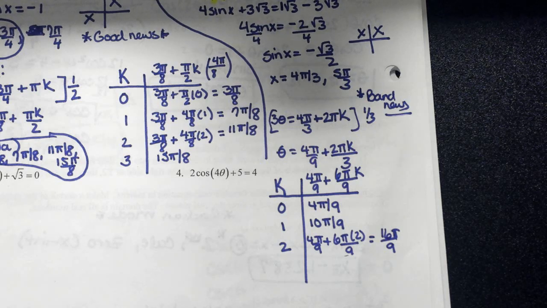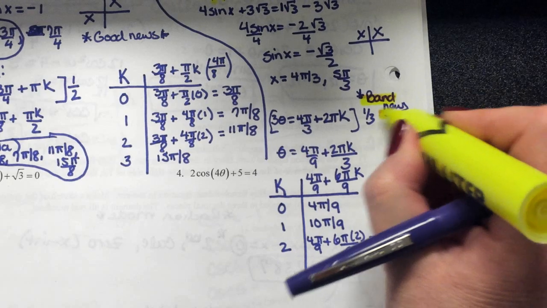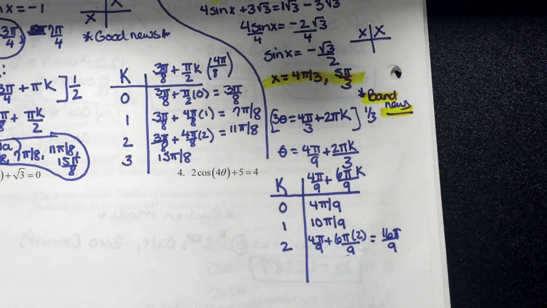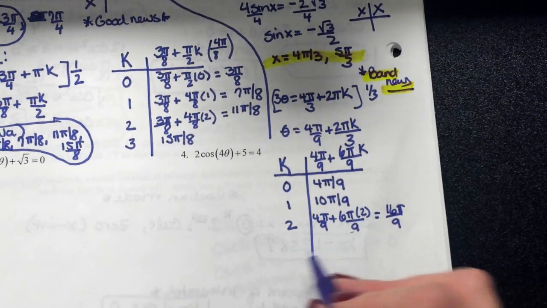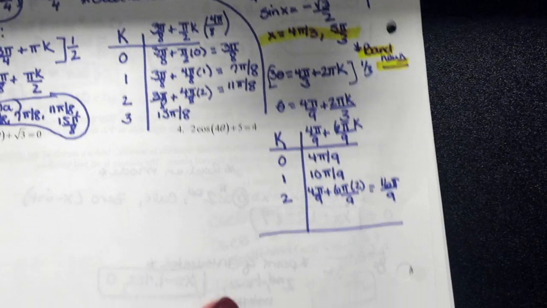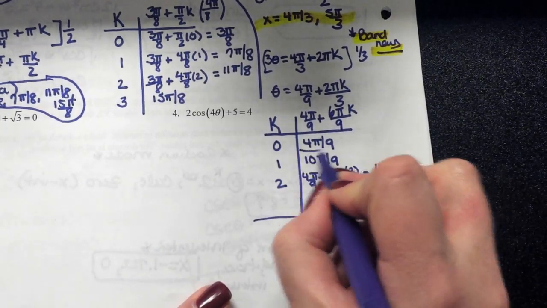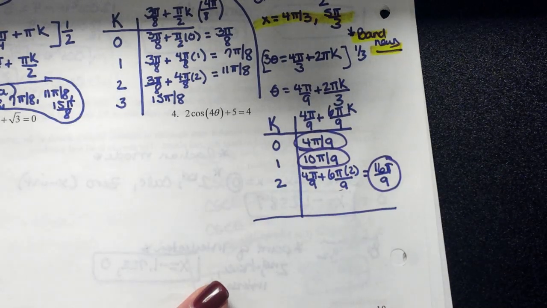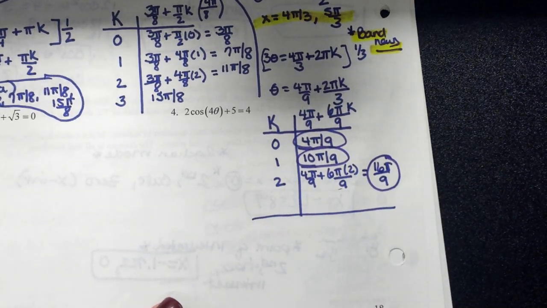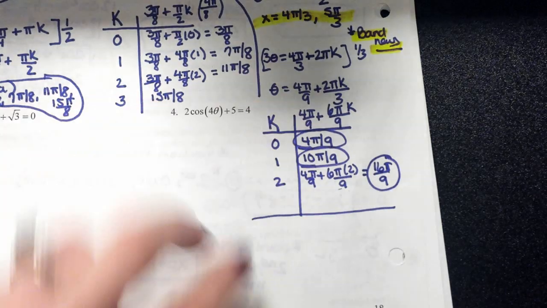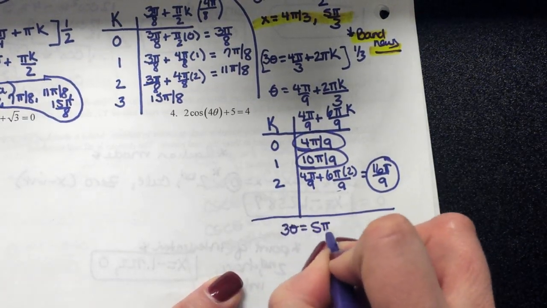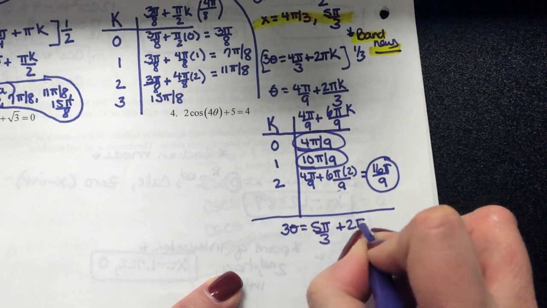Like I said, this is your bad news situation. You not only have to consider the 4 pi over 3, you have to consider the 5 pi over 3. So now you have to come up with your generalization for 5 pi over 3. Remember, I've got 3 solutions to find, and you've only found half. So to find the other ones, now you have to take your 3 theta, set it equal to 5 pi over 3 plus 2 pi k.